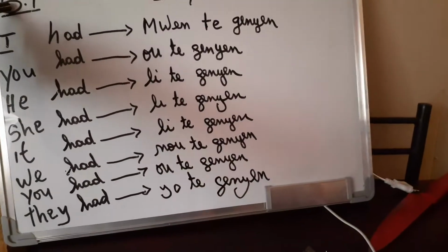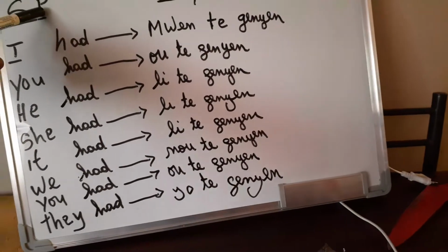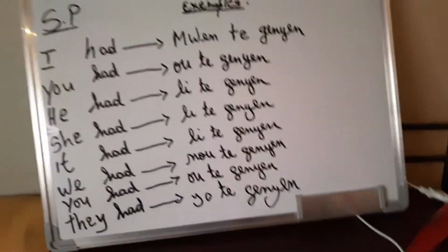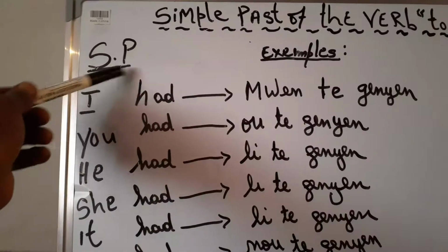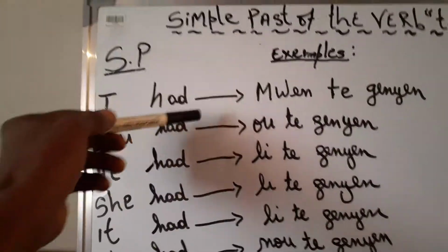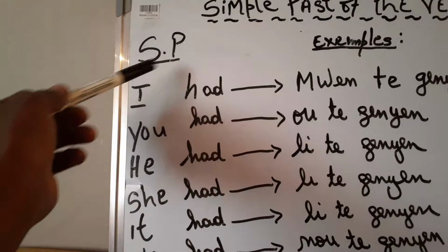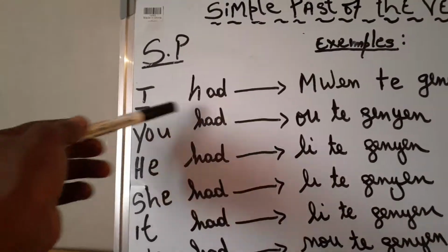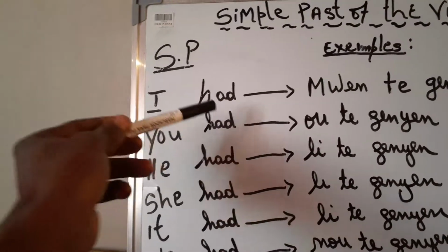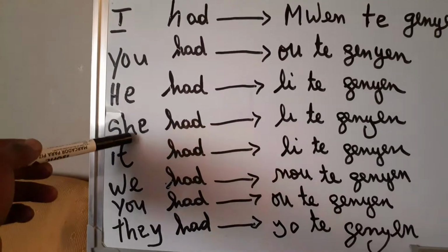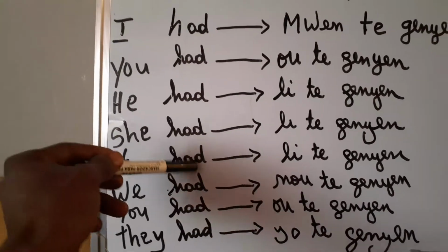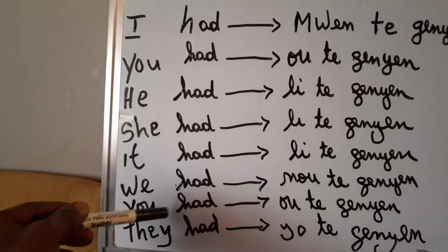When you say SP, it means simple past. Okay, guys? SP means simple past. Let's conjugate it. I had, you had, he had, she had, it had, we had, you had, they had.